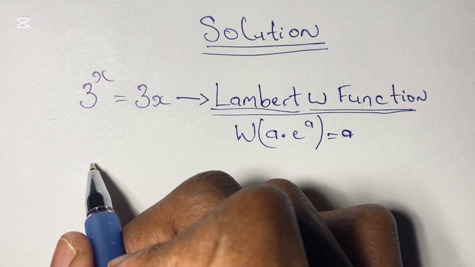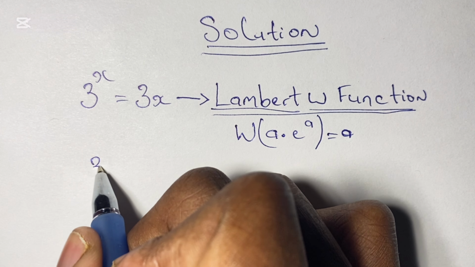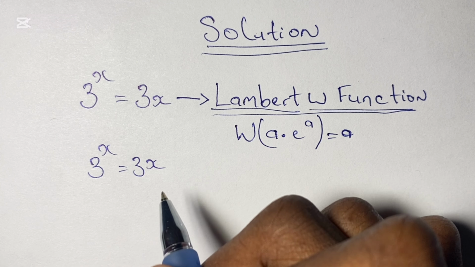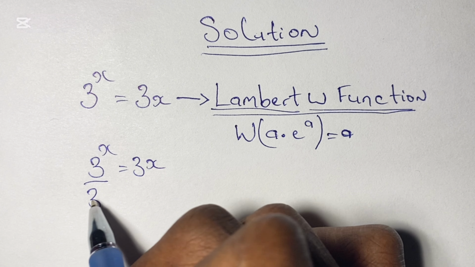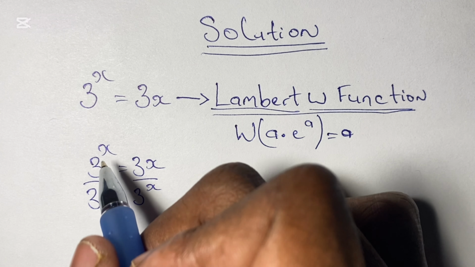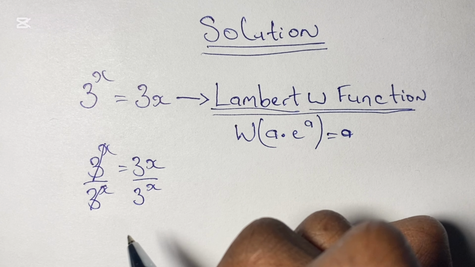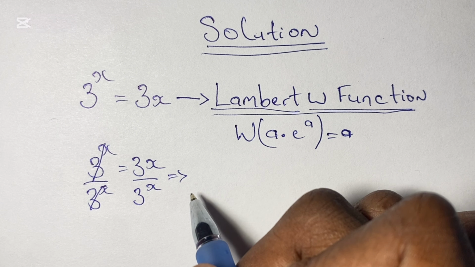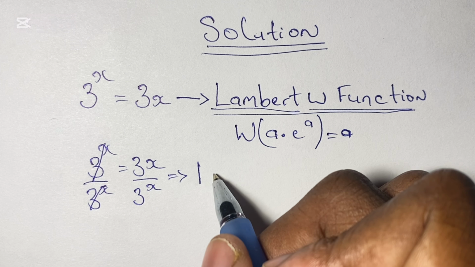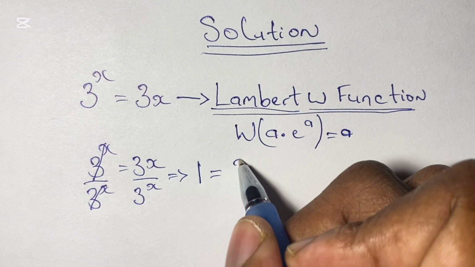If we write our equation in the form of this expression, then we can apply this W function. So from here we start by having 3 to the power of x, which equals 3 times x. We start by dividing both sides by 3 to the power of x. On the left we have 3 to the power of x over 3 to the power of x. That's just going to give us 1 whole. So from here we have 1 is equal to 3 times x over 3 to the power of x.